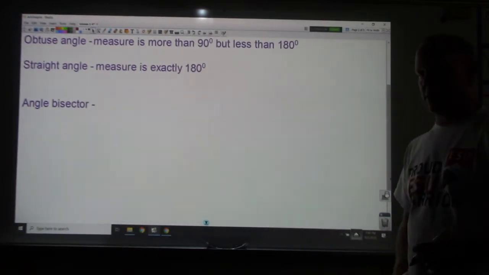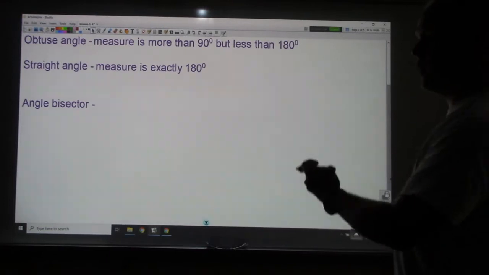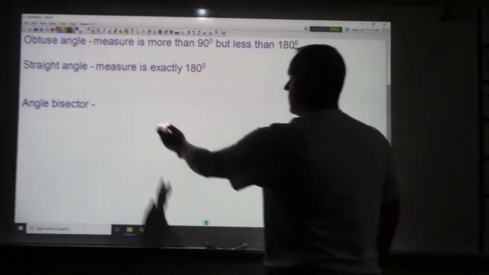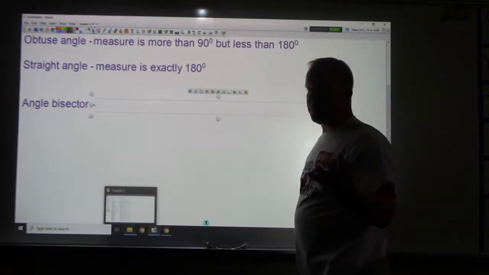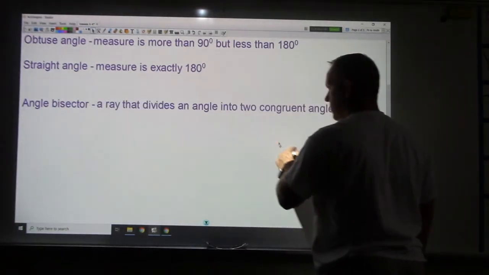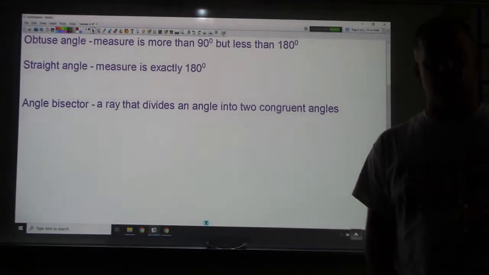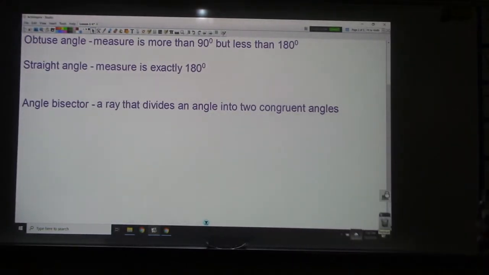Angle bisector. We had segment bisectors, now we have angle bisectors. Does the same thing, but instead of segments, we're talking about angles. The only thing that can technically bisect an angle, though, is another ray. So it's a ray that divides an angle into two congruent angles. Remember, if they're congruent, they have the same measure, the same number of degrees.